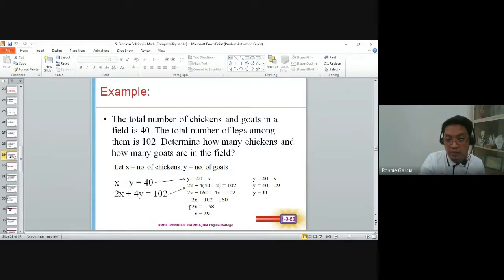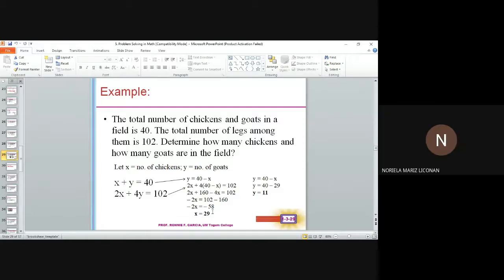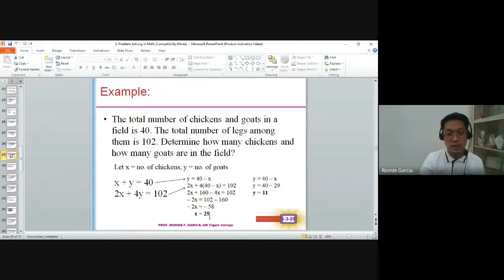Para mawala ang negative 2, x na mabilin. So kung i-divide nimo negative 2, nawala ang negative 2 diri, i-divide pod nimo negative 2 ang negative 58. So what is negative 58 divided by negative 2? 29. Positive 29. So nakuha na nimo ang value sa x, 29. Ang x gani number of chicken. So number of chicken 29. Kung 40 sila ka buok, i-minus lang 40 minus 29. Therefore 11 ka buok ang goats.